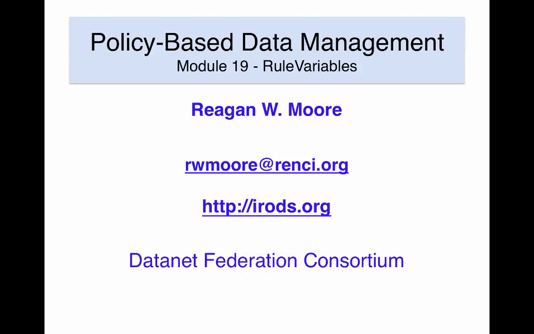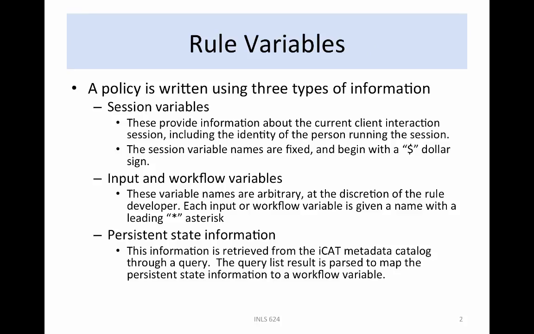Policies make use of three types of variables in workflows. Each policy may use three types of information. Variables are used to capture information about the interaction session initiated by the user, capture information about input parameters, and capture information about persistent state information. The mechanisms to acquire these information sources are quite different.